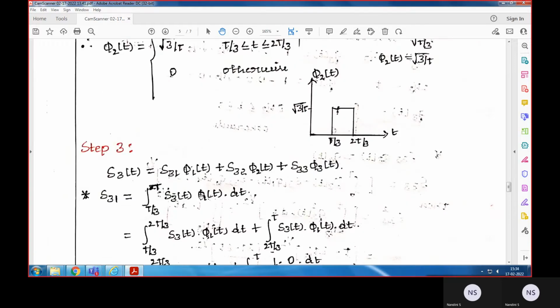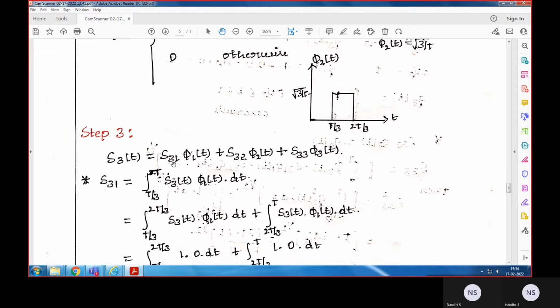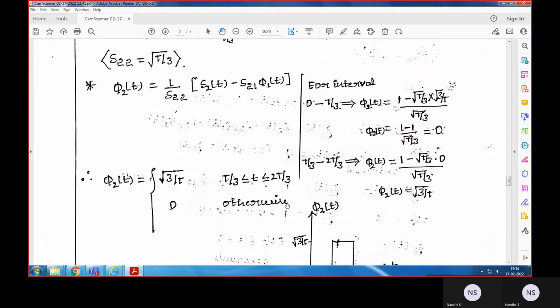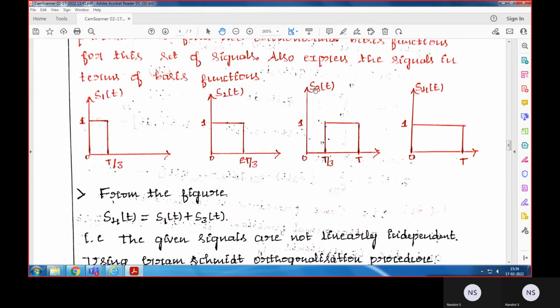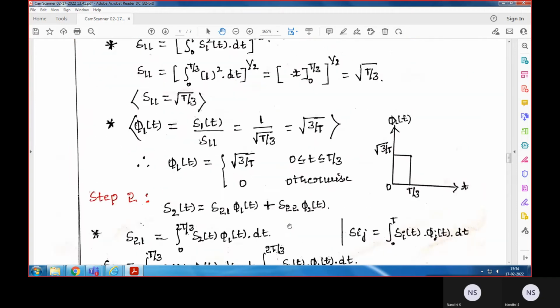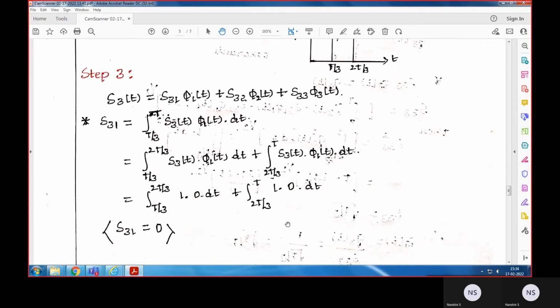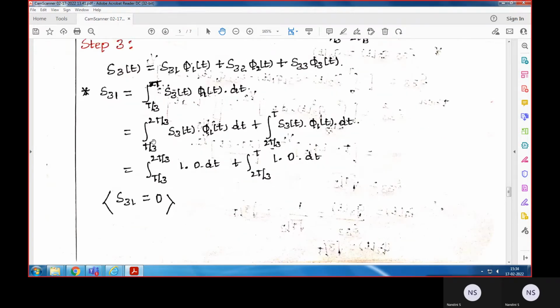In step 3, we are making all the coefficients 0 except S31, S32, S33, and here you have to calculate the coefficients S31, S32, S33. Phi1 of t is known, phi2 of t is known, and then phi3 of t we have to calculate here. The formula to calculate S31 is the integration of S3 of t into phi1 of t. And here the third signal extends from t by 3 to t.